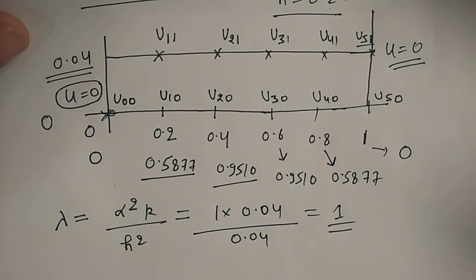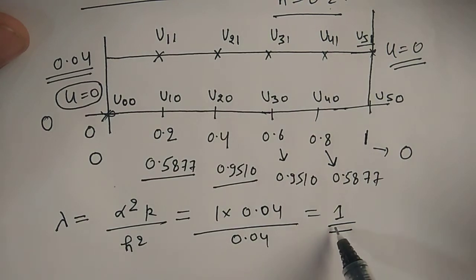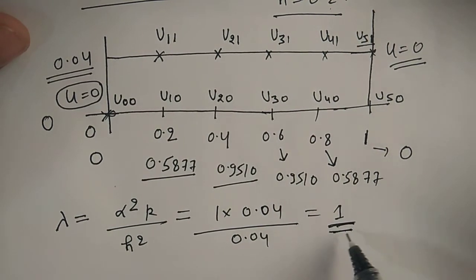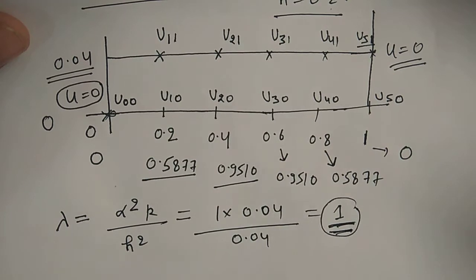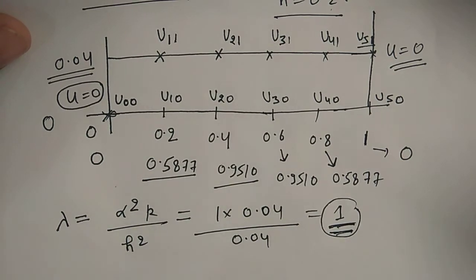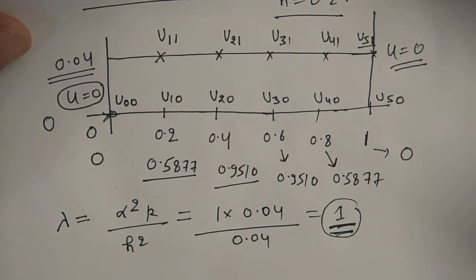For the Crank-Nicolson method, the simplest form is lambda equal to 1. If you are not getting 1, you may adjust the values of h and k and try to get lambda equal to 1. So this will give the simplest form of the Crank-Nicolson method.